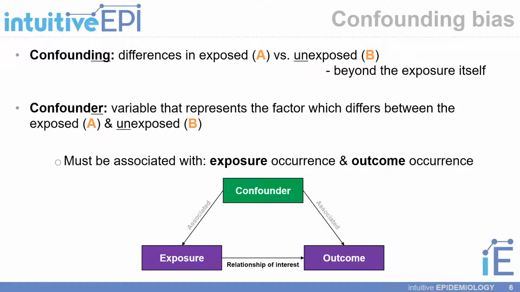A concept previously introduced, which is very important to the validity of epidemiological studies, is confounding. Confounding are differences in the exposed and unexposed group beyond the exposure itself. And a confounder or a confounding variable represents the factor which differs between the exposed and the unexposed group. In the case of an observational study, like the one I'm about to show you, there are typically many confounding variables that must be considered in a given analysis.